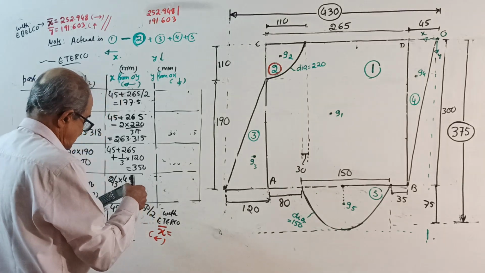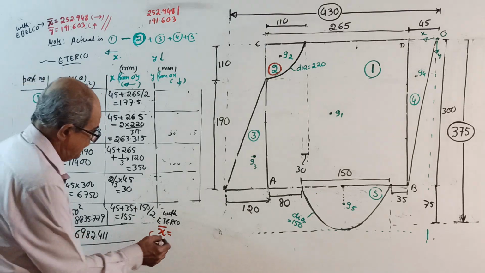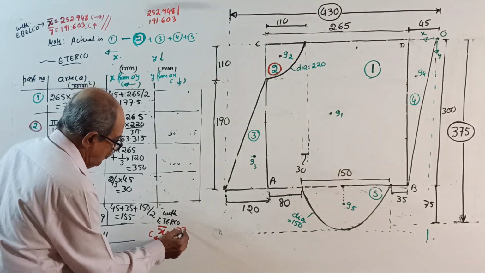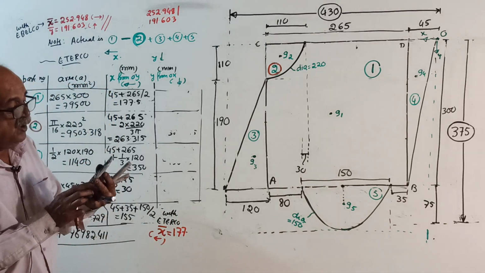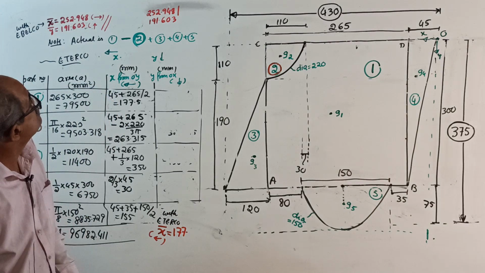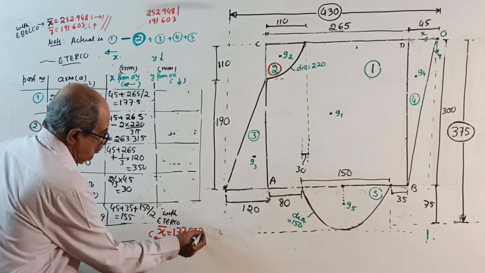I am getting 177 point, you should show the calculation, 177.052. Let us see correct or not later. 052, I got x bar.